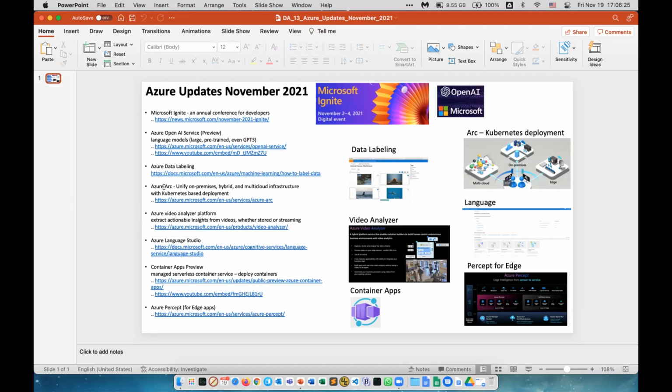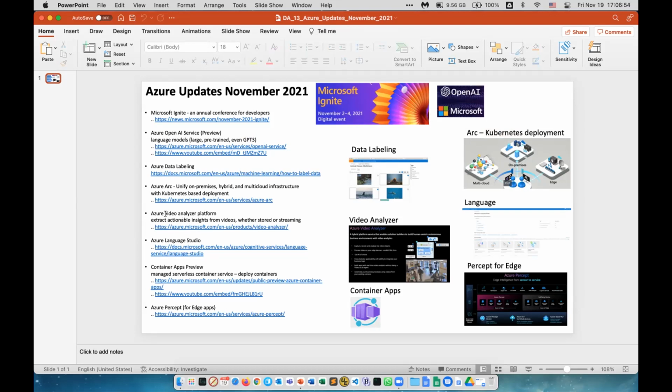Another thing is Azure Arc. So you have multi-cloud, on premises, Azure, Edge, all together. So it uses Kubernetes, which is the way to orchestrate the, gosh, what is it called? Docker deployments. Okay, so this is interesting. I don't know how it works.